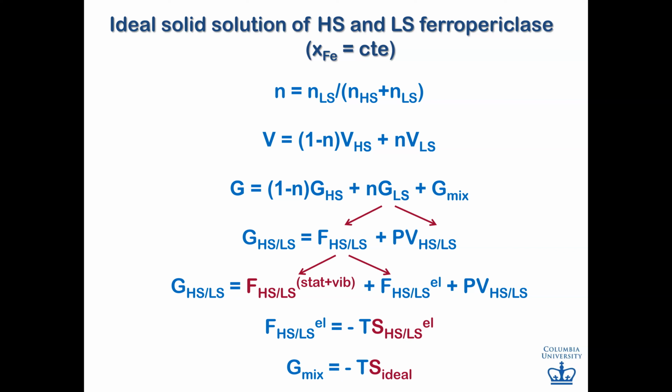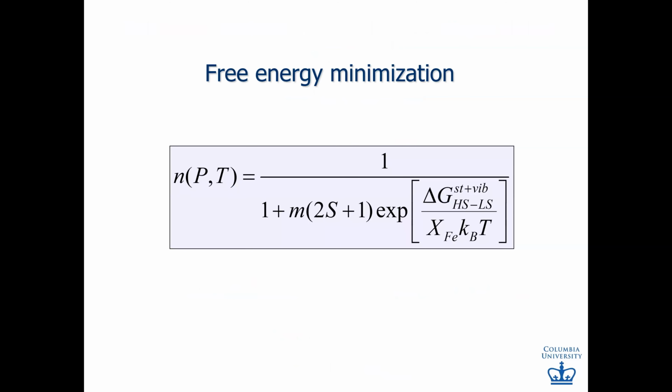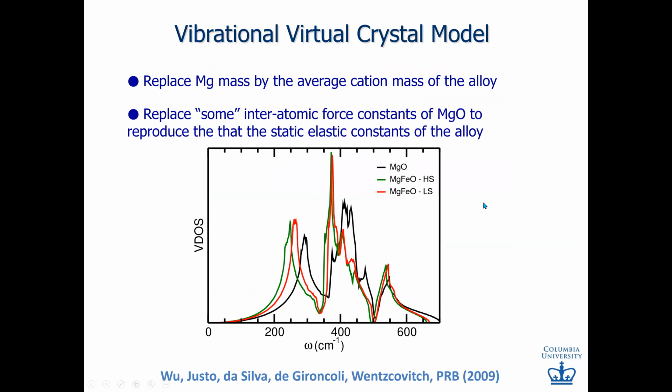So putting these results together, minimizing the Gibbs free energy with respect to N, we develop a neat expression for the population of low spin states as a function of pressure and temperature. S equal 2 is approximately the total spin of the high spin state. M equal 3 is the degeneracy of the minority electron, 3 orbitals. And delta G is the difference in Gibbs free energy between a high spin and low spin state.